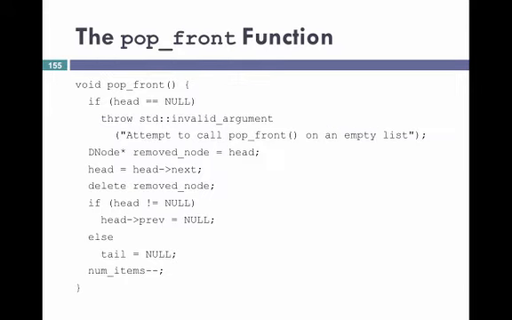So the pop front function: if the head equals null, then we throw this invalid argument. We tried to pop the front off an empty list. Otherwise, we create a pointer to the first item in the list. That's called removed node. We modify head to point to the second item in the list, and then we can delete this removed node. And then if the head's not equal to null, which means the list is not empty, then head arrow previous is set equal to null, the first item in the list, and there's nothing previous to that. Otherwise, the tail is set equal to null, and we decrement the number of items.